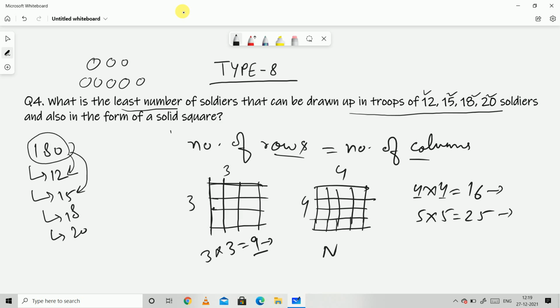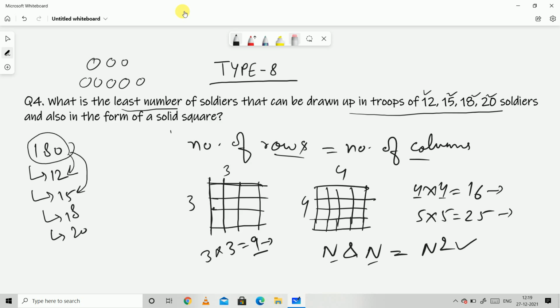So if there are n rows and n columns, then what will be forming the perfect square? N square. Whatever be the number of rows and columns, if we take it to be n, then the number of soldiers that are going to form the perfect solid square will always be n square.